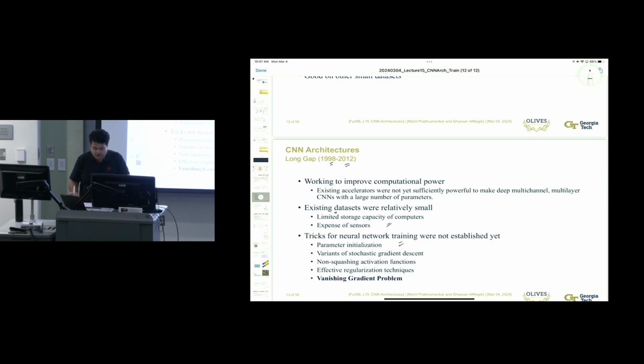Also, the tricks of neural network training were not established yet. We'll discuss many of these tricks. Parameter initialization, we'll talk about it. Variance of stochastic gradient descent, we've already talked about it, but we'll see it again. Non-squashing activation functions, we'll look at ReLU, and then effective regularization techniques. Maybe not, in fact, we'll see one, dropout, today. But essentially, all of these things started coming out in the last decade and did not exist between 1998 and 2012. The most important issue with training very deep architectures was this idea of the vanishing gradient problem.